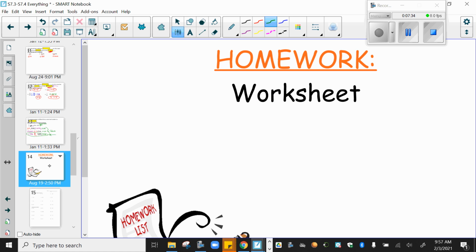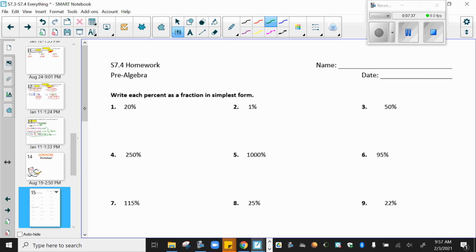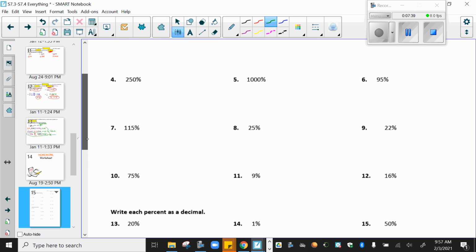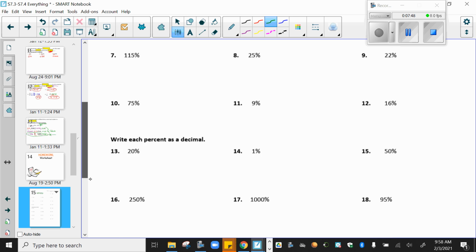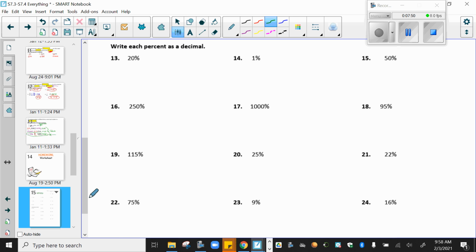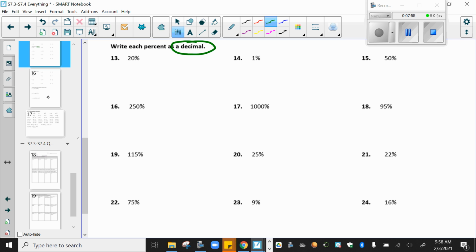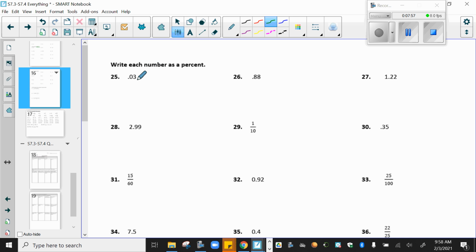All right, homework. Here's your homework. Questions 1 through 12. You're going to go from percent to fraction in simplest form. Then, with the same numbers, you're going to go from percent to decimal. On the back, you're going to go from decimal or fraction to a percent. All right? So show the percent sign. I got you.